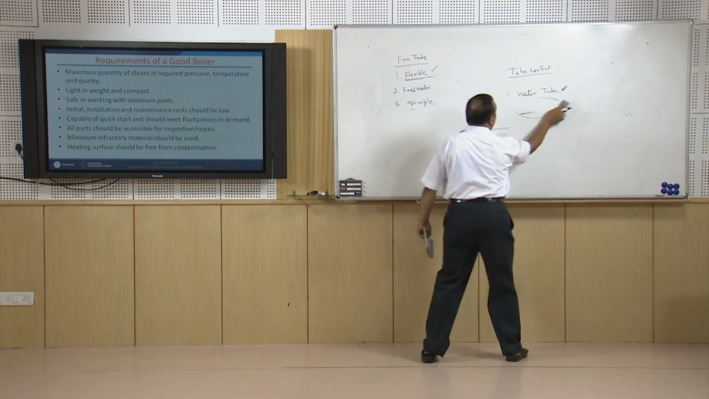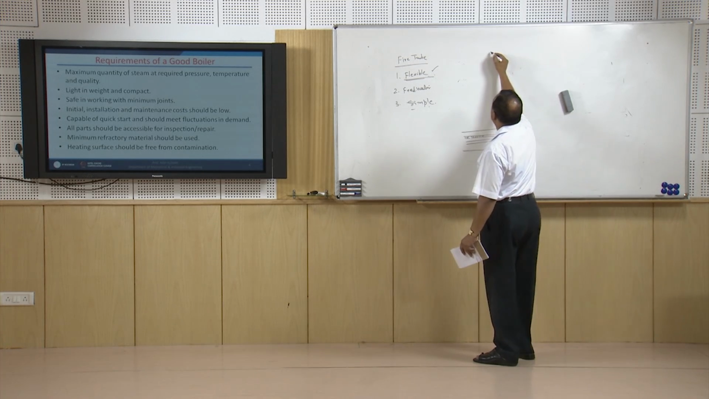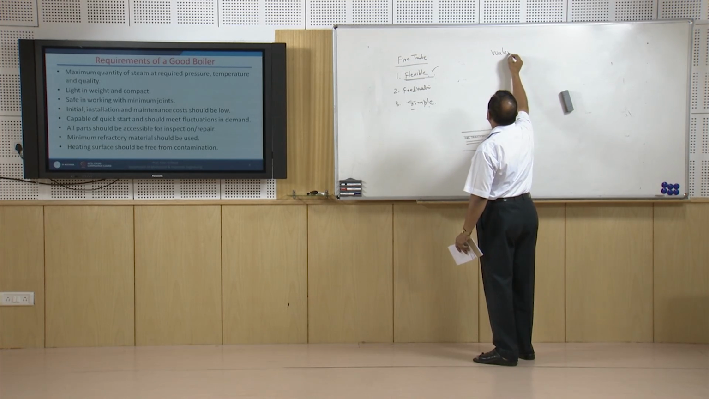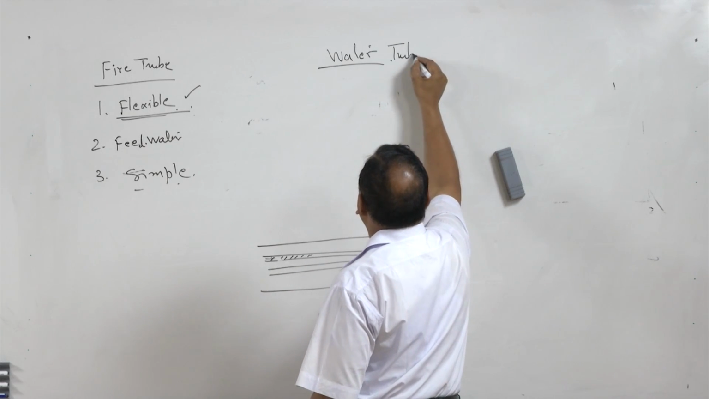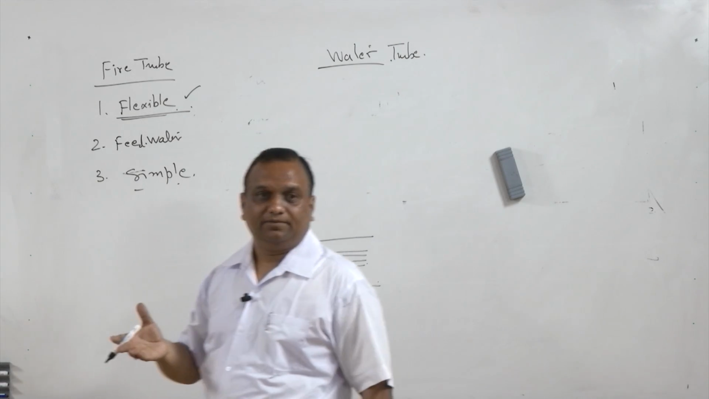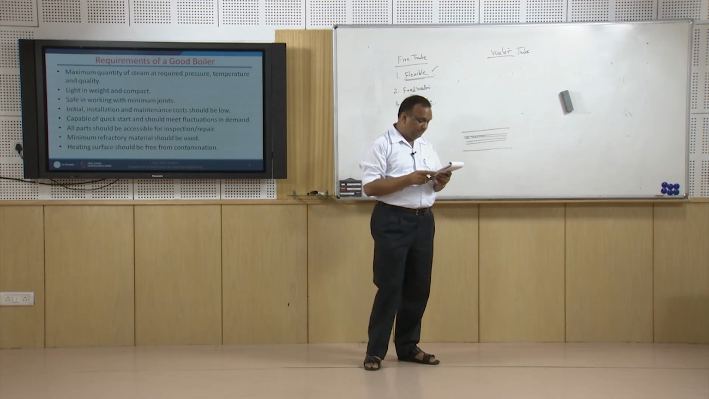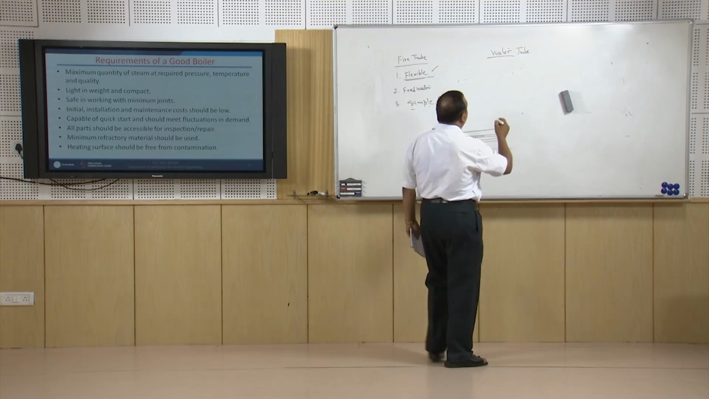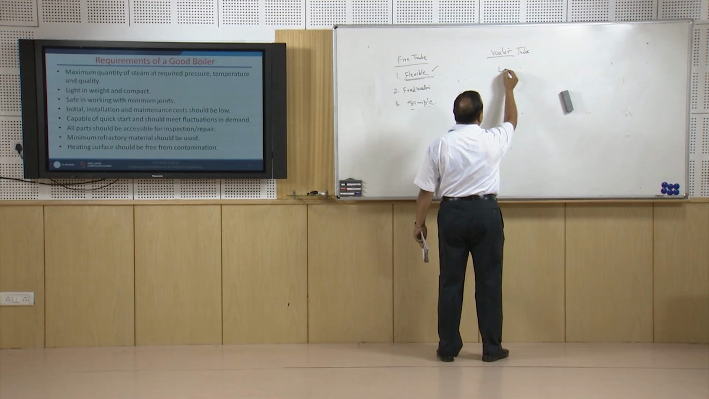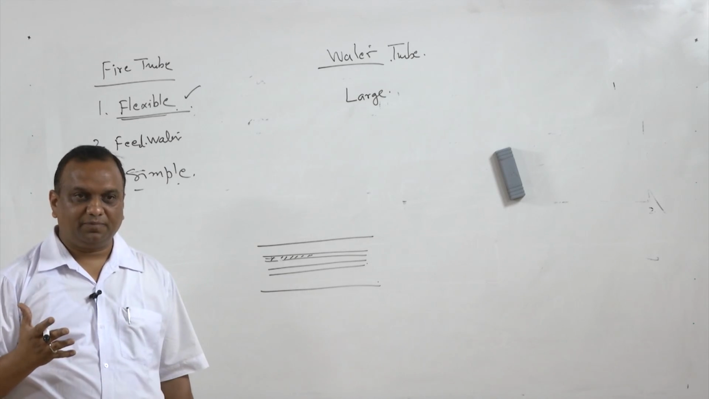Now, again, we will discuss the advantages of the water tube boiler. First of all, safety. If an accident takes place in a water tube boiler, it is less severe. Steam generation rate is large. Further, we can operate at higher pressure.